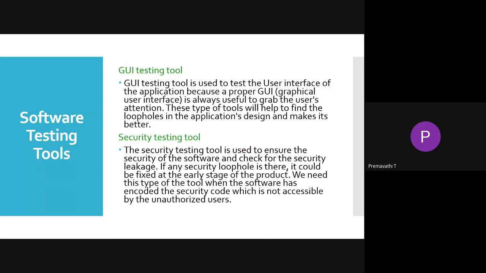So we need to focus on all those security testing. That's why we go for the security testing tools. What is the use of this tool? This tool is used to ensure the security of software, and also to check for security leakage. If there is any leakage of information, we cannot manage that with ordinary tools, right? So if any security loophole is there, it can be fixed in the early stages of your product, and we need to use these tools.